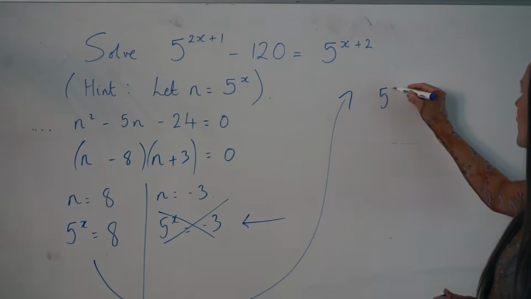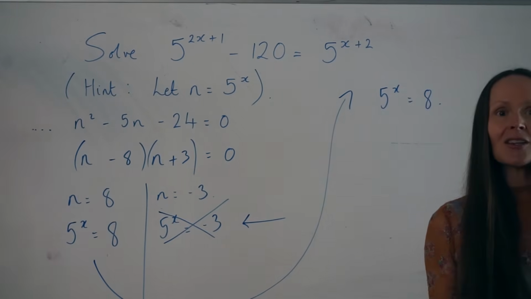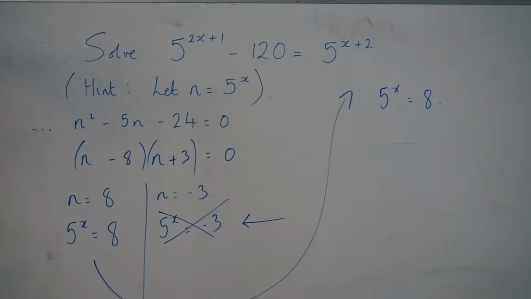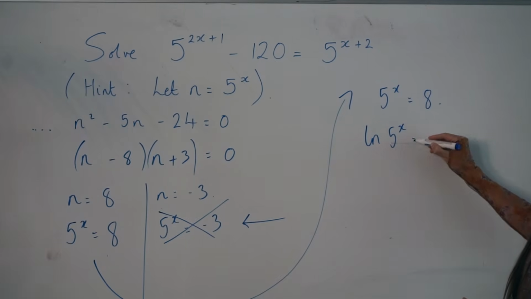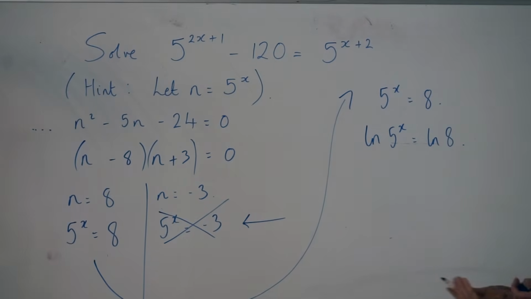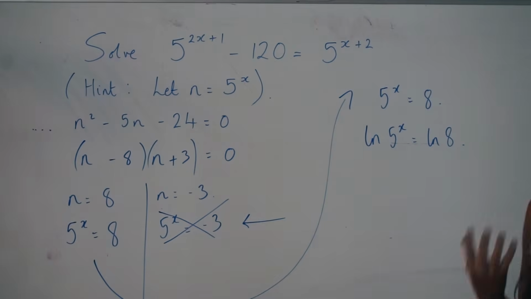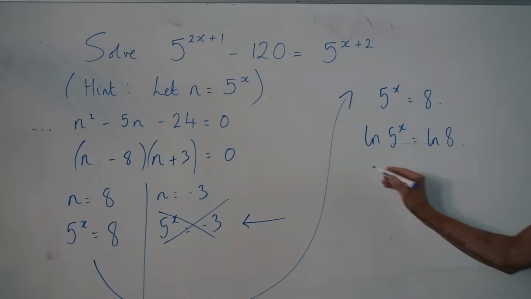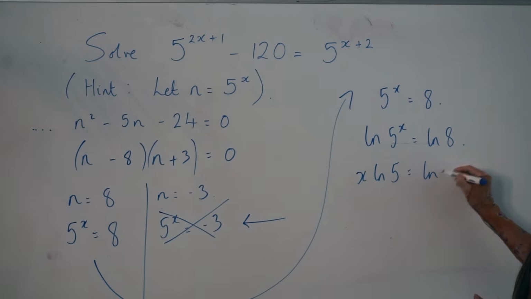So we're solving 5 to the power of x equals 8. To solve this equation, I'm going to use logarithms. I'm going to take the natural log, ln, on both sides of the equation. If you use log base 10 on both sides, that's absolutely fine, you'll get the same answer. On the left-hand side of the equation, we can apply the power rule, so I'm going to rewrite it as x ln 5. And then there's one last step to solve and find x.